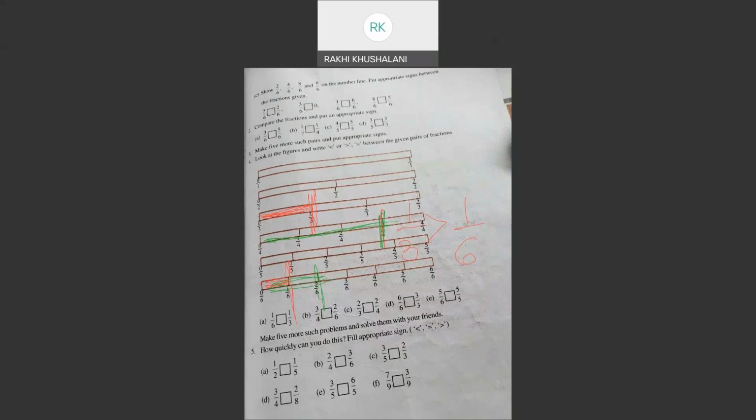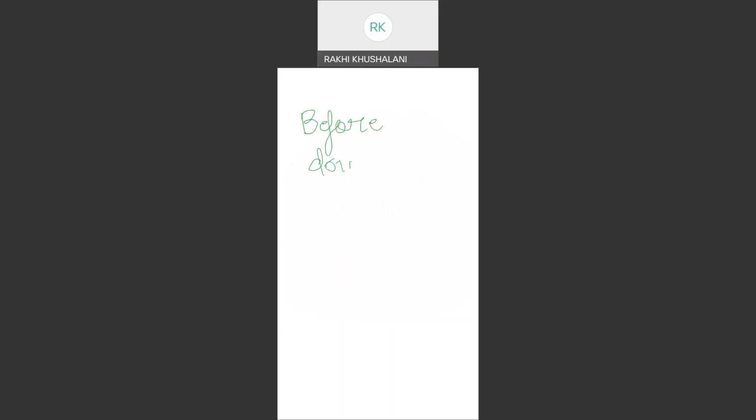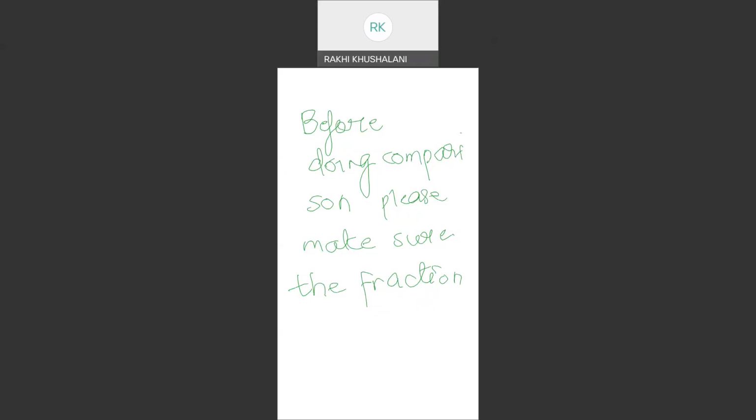Then, question number 5, how quickly can you do this? Fill the appropriate sign. It's the same thing, children. You have to do it quickly, but just remember that before doing the comparison, please make sure the fraction is in lowest term. Otherwise, unnecessarily, you'll be sitting. At times, there is no requirement of comparison. They are just equal after reducing. So make sure that the fraction is in reduced form or lowest form or simplest form, whatever we say.